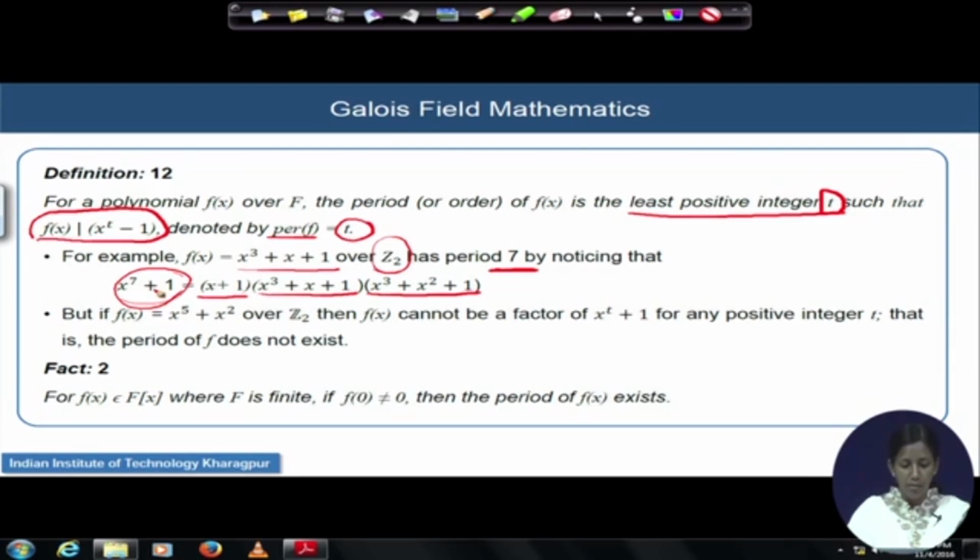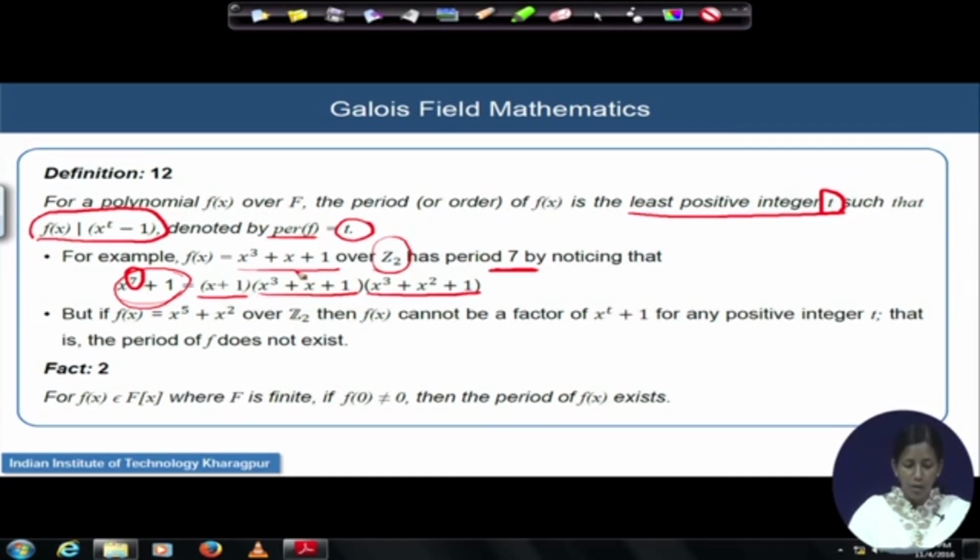And once this is the case, then we can really think that the target polynomial x to the power q plus x plus 1 is definitely divisible by this x to the power 7 plus 1, generating these two other polynomials. So definitely then 7 is the period of this polynomial x to the power q plus x plus 1.